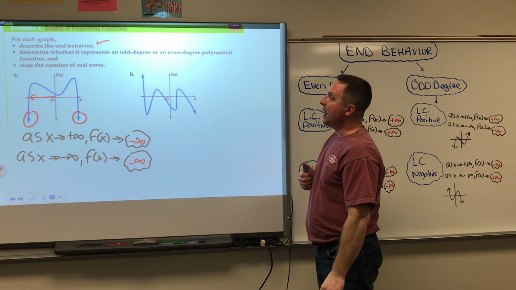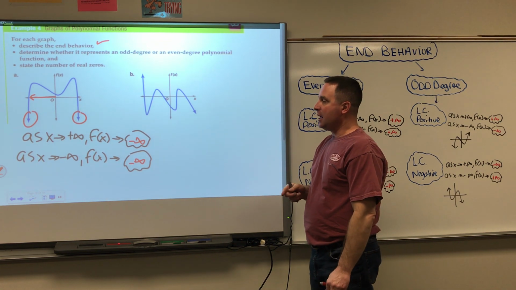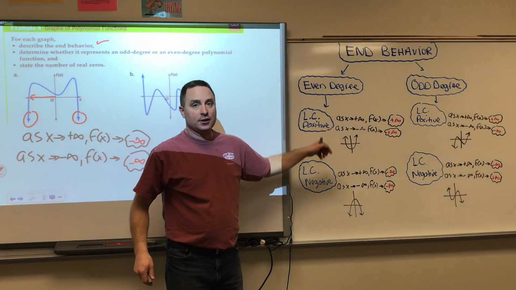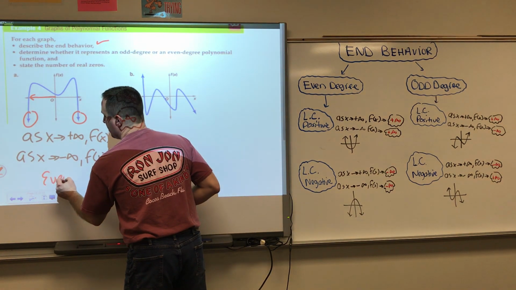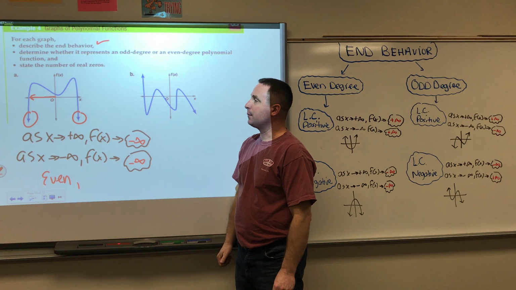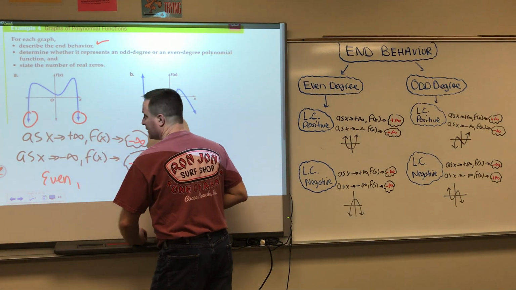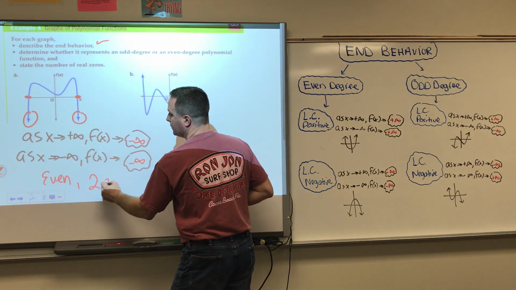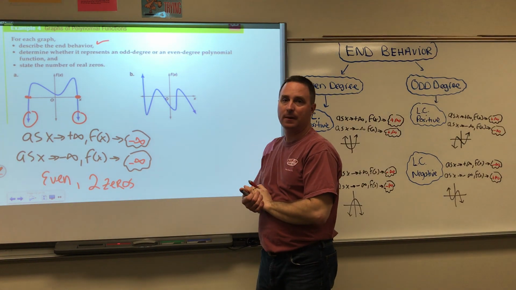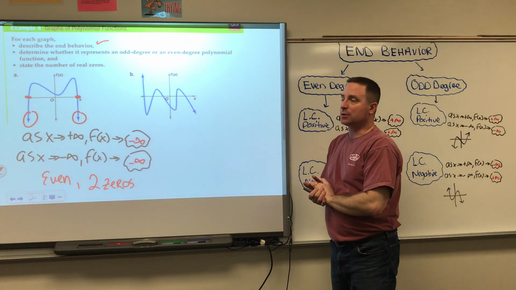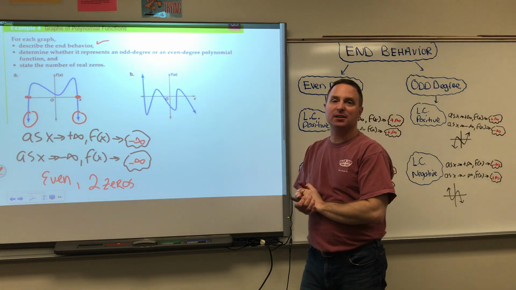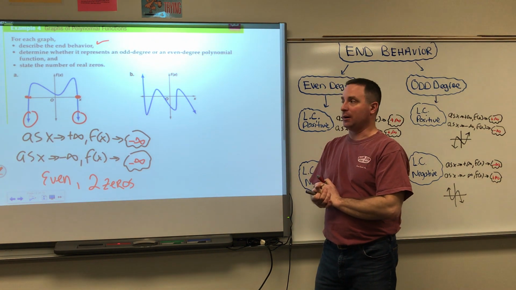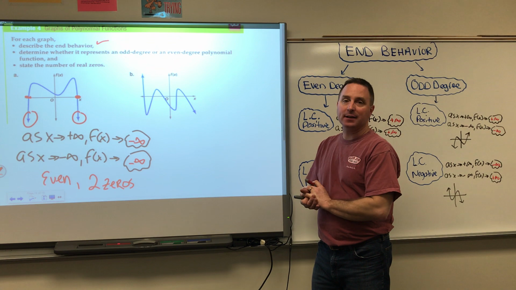Determine whether it's odd or even. Well, they both went the same direction. Same direction is an even degree polynomial. So this one is even. And then it tells me to describe the number of zeros. Well, a zero is an x-intercept. How many x-intercepts are there? There's one right there, and there's one right there. It has 2 zeros. So it could be x squared, x to the 4th, x to the 6th, x to the 8th, any even power. So there's kind of 3 things there.